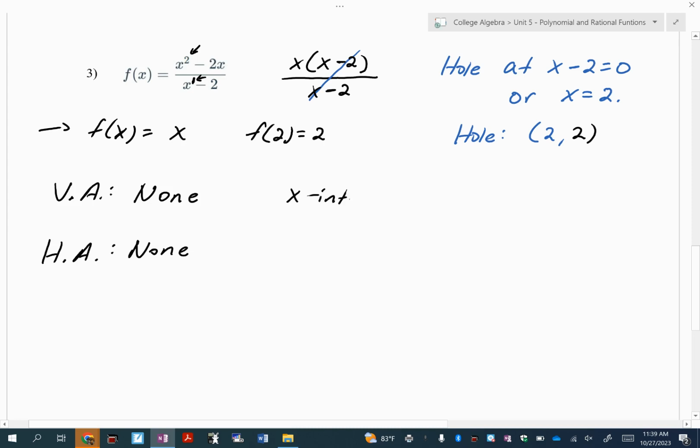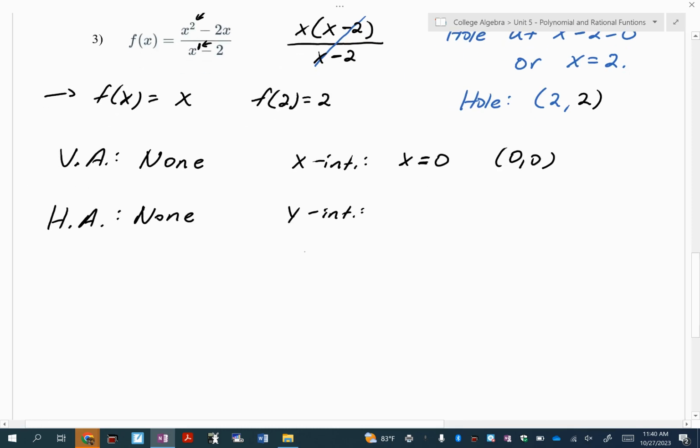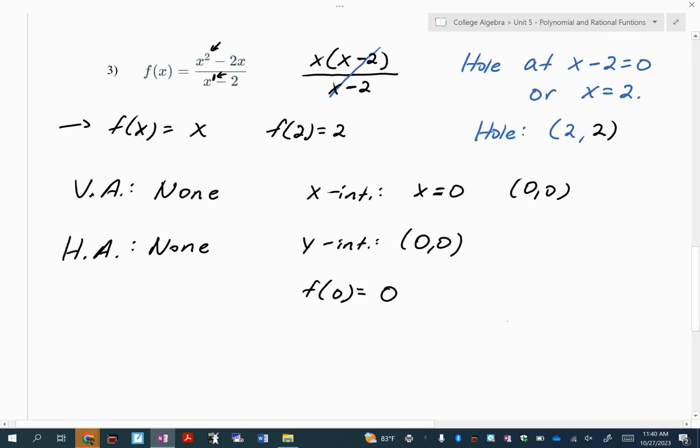For x-intercepts, I'm going to set the numerator equal to 0. And when you do that, you actually get your x-intercept. It is 0, comma 0, right? Because 0 equals 0. You can probably imagine what the y-intercept is going to be. I'm going to plug in 0 into what's remaining, and when I do, I get f of 0 equals 0. So if the x-intercept is 0, 0, or the origin, then the y-intercept is also the origin.